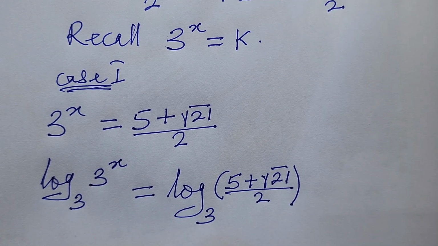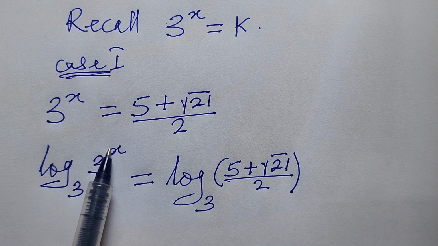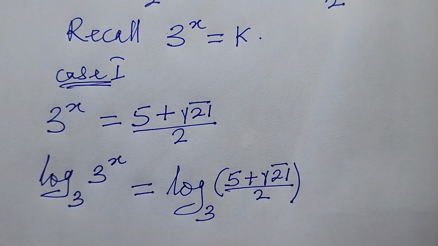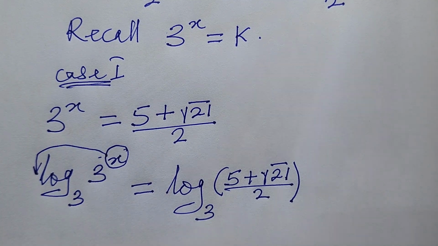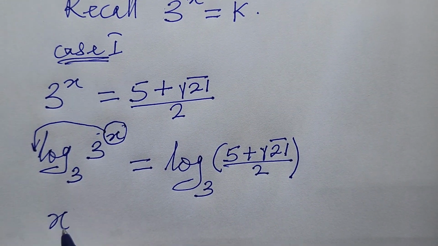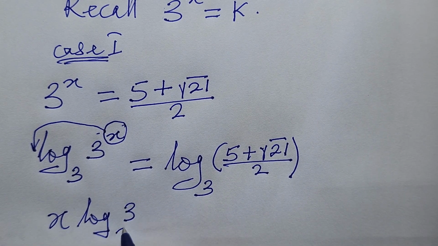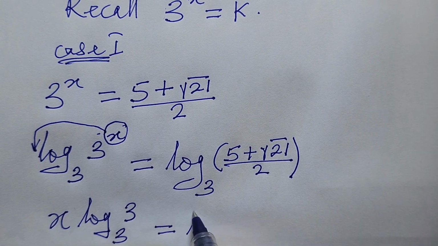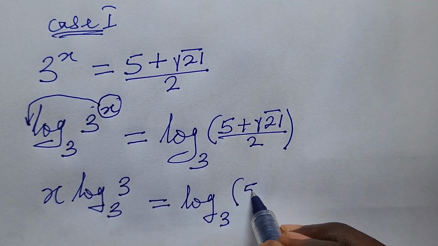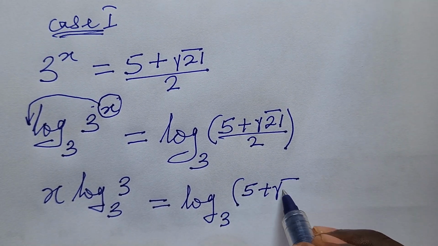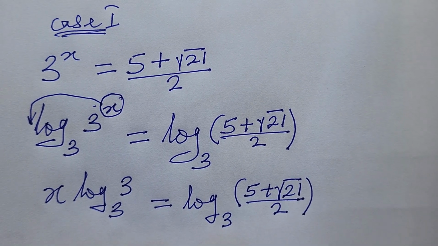So what we'll do here is easy. Move this according to the law of exponent in logarithm to the side. So this is going to give us x times log 3 base 3. This is equal to log base 3 bracket of 5 plus square root of 21 everything all over 2 close bracket.